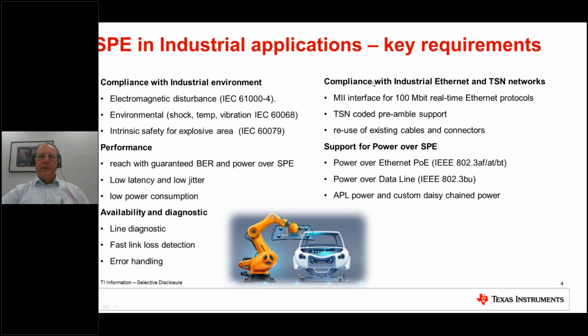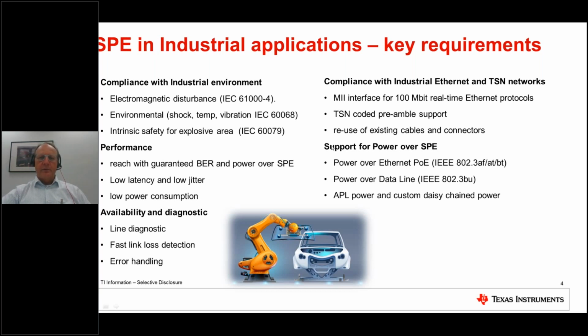When you want to put single pair Ethernet in the factory automation space, where there is industrial Ethernet and we talk about TSN networks, it's about using these interfaces for real-time Ethernet, which today is at 100 megabit, and the MII interface is an important thing here. When you do time sensitive networking over single pair Ethernet, make sure your Ethernet PHY doesn't eat into the preamble, the synchronization area of an Ethernet frame, or what is prepended to an Ethernet frame, as it's coded with TSN. So make sure TSN can run over single pair Ethernet. And it's not always about new connectors and new cables. Using it on existing cables and connectors is also of interest.